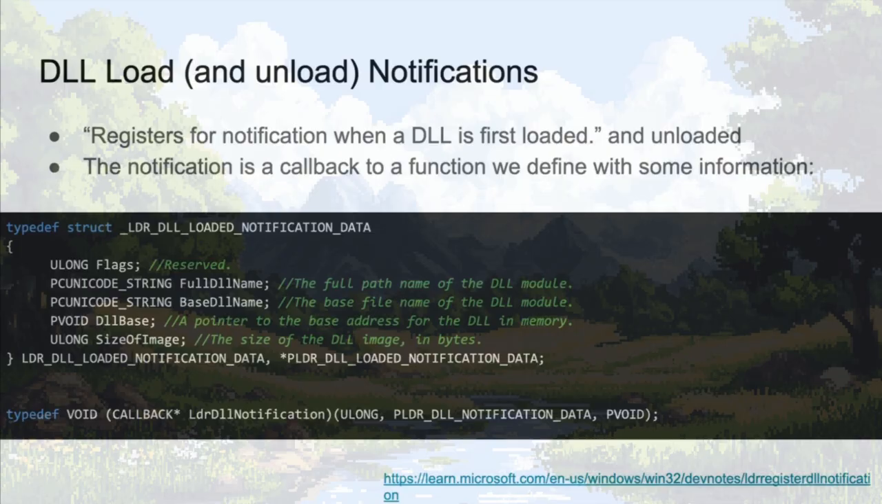Within this structure, there's a bunch of information, such as the DLL name, where the DLL was loaded at, and the size of the DLL. If you want to read more information about this, go ahead and check out MSDN, which will contain a lot more information. The third parameter is just a context parameter, and I believe the first one is the notification reason.